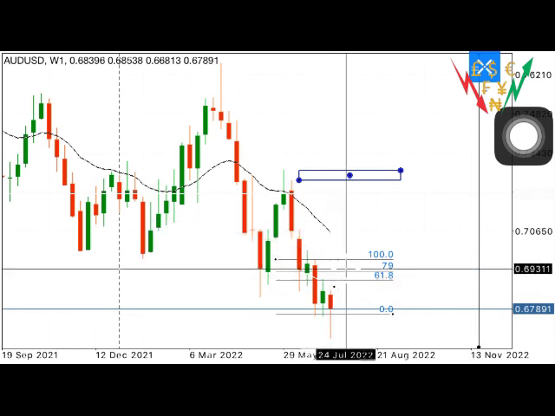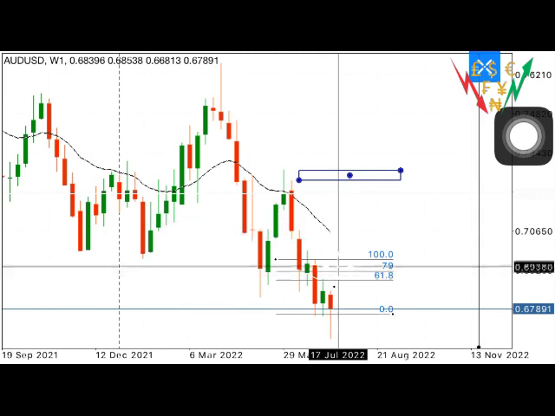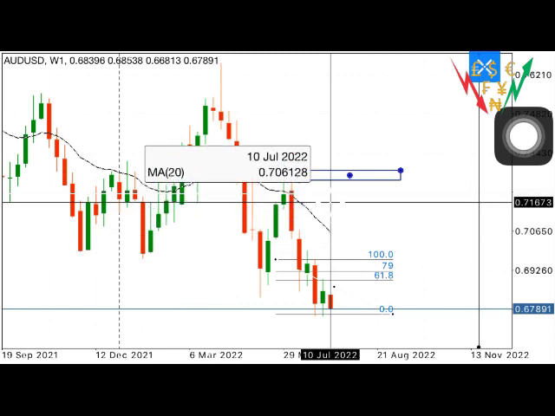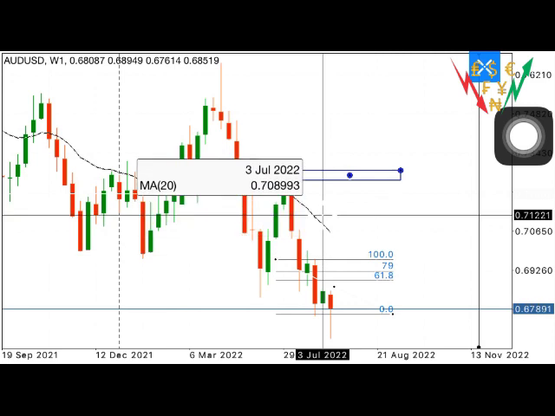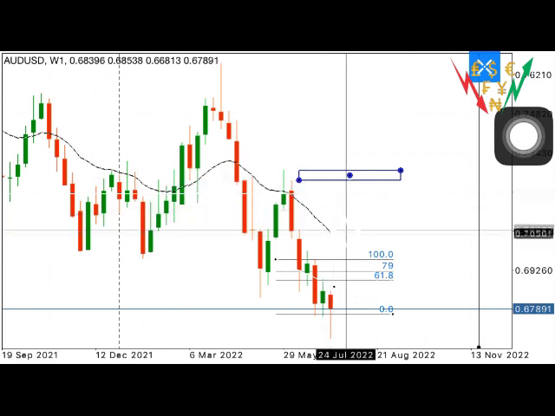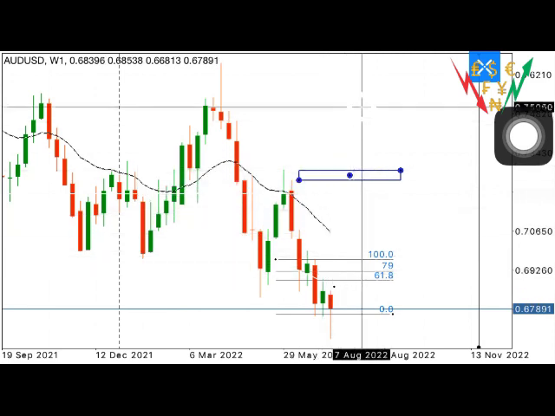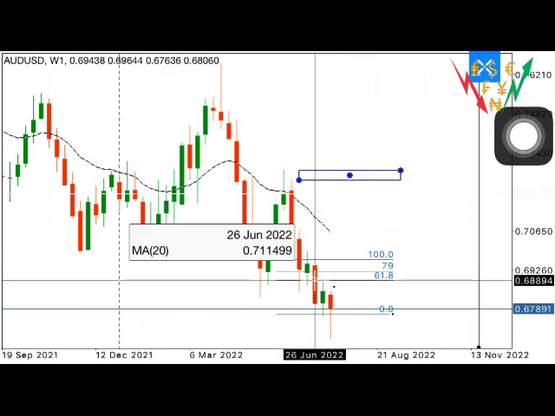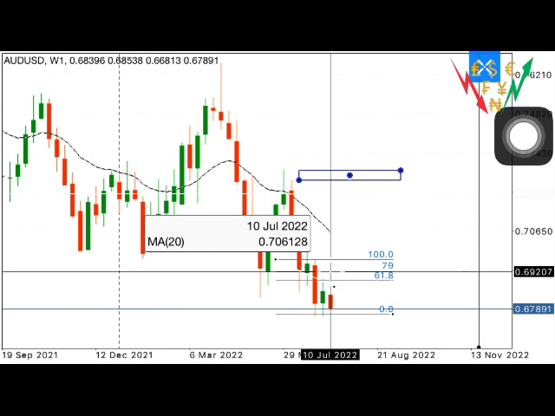But right here, what we have here is the 100 level, right, the 79, 61.8, and the 0. Okay, for the deepest level of retracement, we should expect a retracement around 79. But if the price should actually break and close above the 100 and continue to the upside, then we can say that the market has actually changed trend.